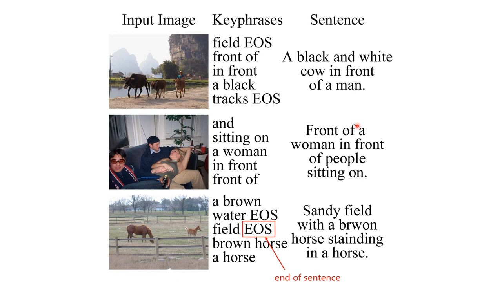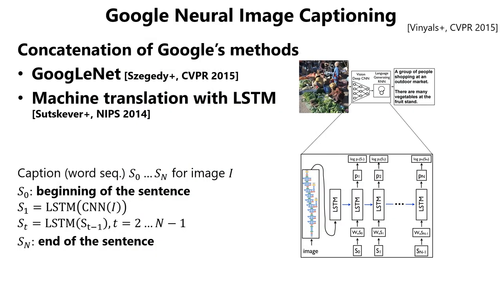Later, Google and others simultaneously proposed deep learning approaches at CVPR in 2015. The Google Neural Image Captioning method combines a CNN feature extraction module for image recognition developed by Google and an LSTM for translating sentences developed by Google.